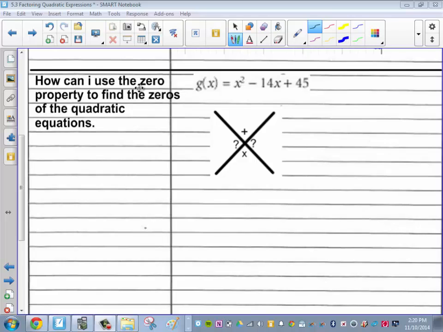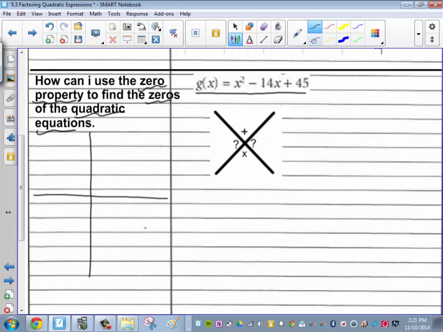Okay, so now we're going to figure out how to use this thing called the zero product property. This is what you guys have been waiting for all year so far, to find the zeros of the quadratic equation. And if you didn't watch the previous video, I'm going to just kind of summarize this. We're going to try to take this function, and if you were to graph this function, which we're not going to do, we're going to just do this algebraically.